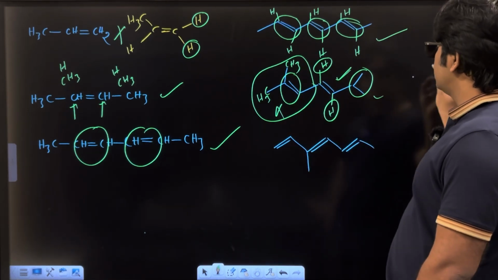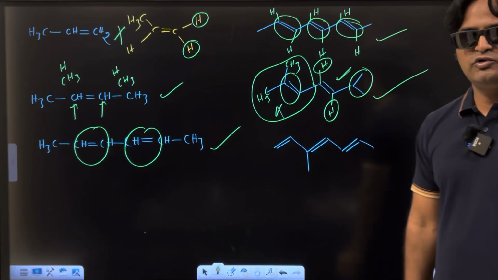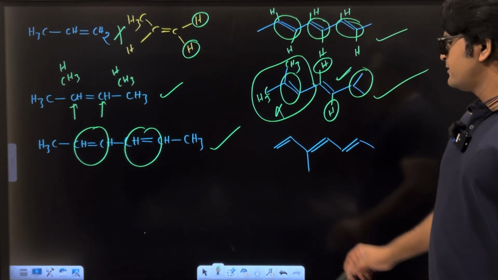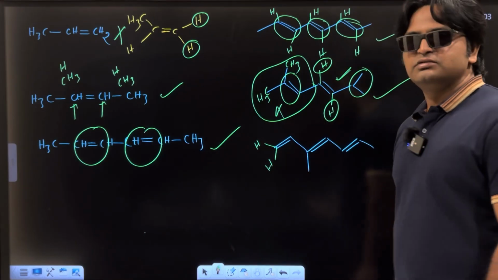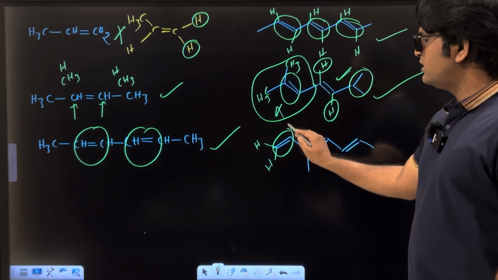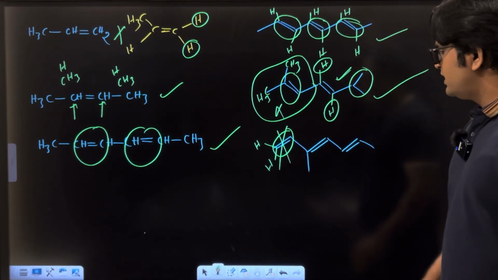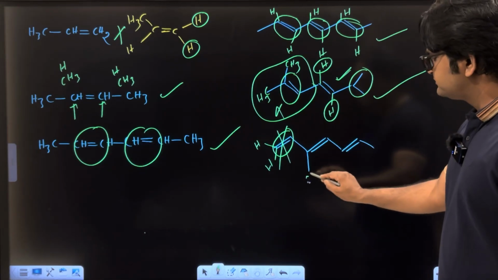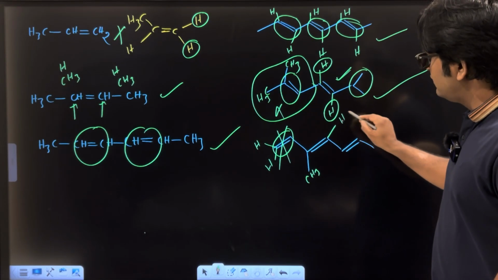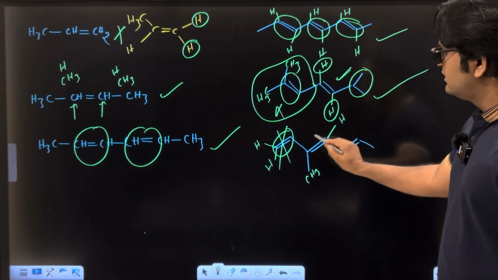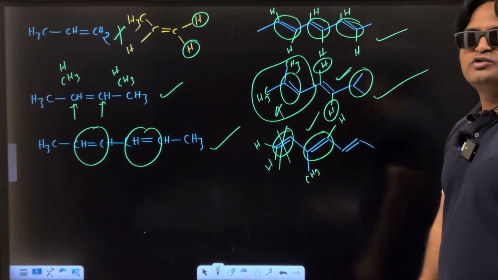Yes, this molecule can exhibit geometrical isomerism. At least one double bond is sufficient. Now, come to this one: hydrogen, and again here hydrogen. So this double bond does not show geometrical isomerism. And come to this one, methyl and this are both different. Next one, here hydrogen, this entire group is different. This double bond can show geometrical isomerism.